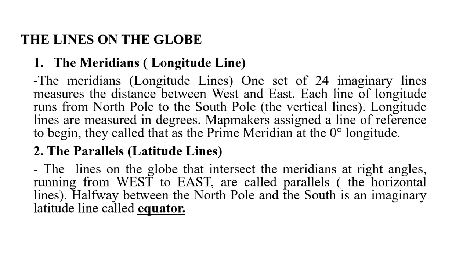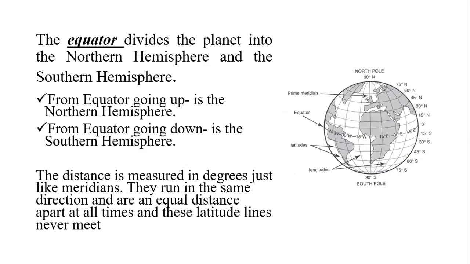And those lines that are circled on the globe, on my next slide. That circle on the latitude is an imaginary ring linking all points sharing a parallel. And then the equator divides the planet into the northern hemisphere and the southern hemisphere. The equator is divided into two. This is the northern hemisphere, the upper part, and the southern hemisphere, the lower part.